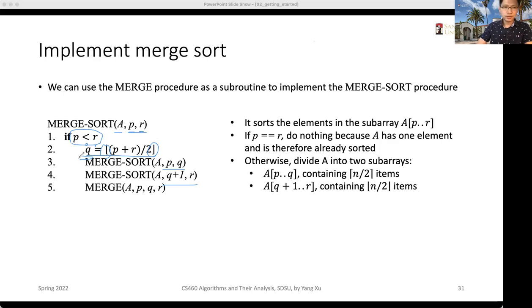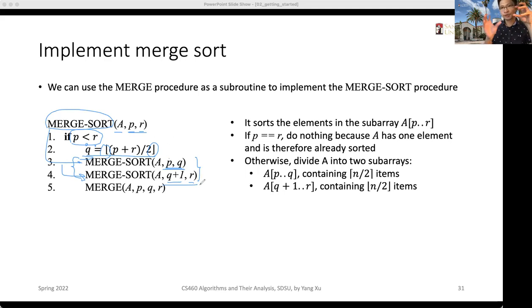The third line and the fourth line are where the recursive call occurs. It's the calling of the function itself. We are defining the function merge sort, and within the definition, we are calling the function itself. There are two recursive calls, but with different indices. The first call is on P to Q, and the second is on Q plus 1 to R. The purpose of these two recursive calls is to sort the two halves respectively.